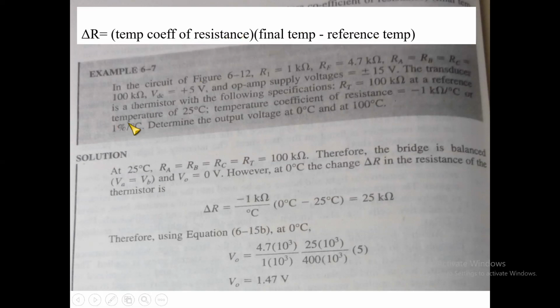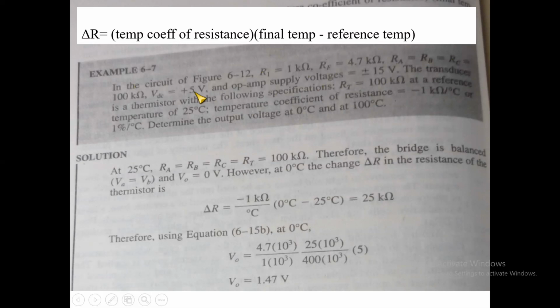So let us take an example. In the circuit of figure 6.12, R1 equals 1 kilo ohm, RF equals 4.7 kilo ohms, that is, the instrumentation amplifier has RF by R1 equal to 4.7 by 1 kilo ohm. RA, RB, RC are the same, equal to 100 kilo ohms. VDC is plus 5 volts. The op-amp supply voltage is plus or minus 15 volts.